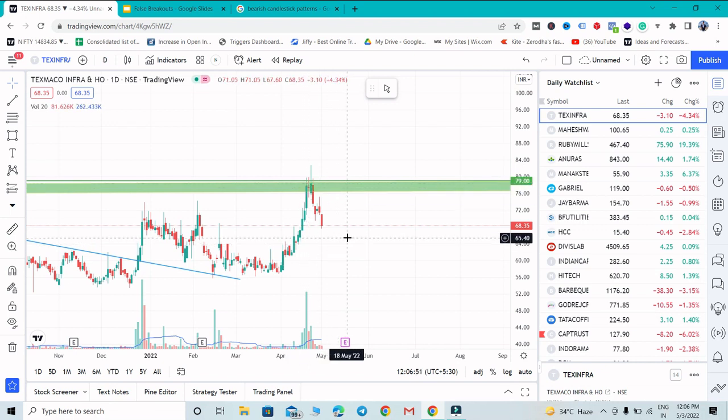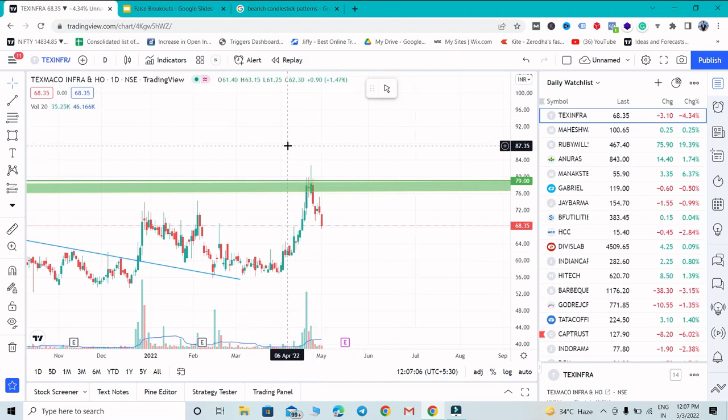So what you have to do is avoid it. If you see a stock showing a parabolic move before the resistance level, you don't have to enter the trade. It's okay if you miss it, that is completely fine, because it will save you from a bad trade.